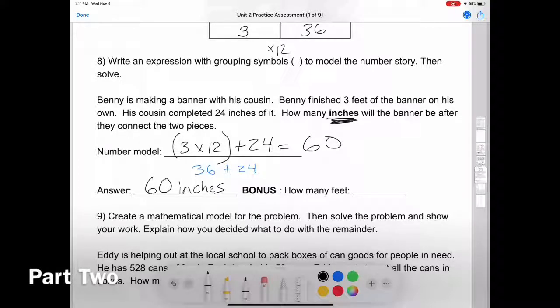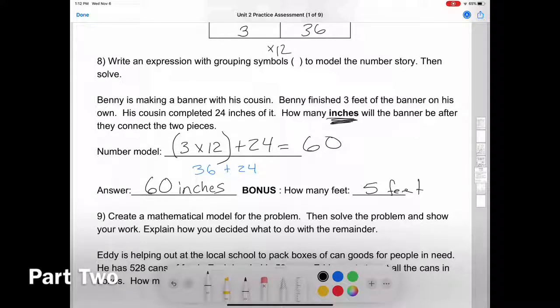So this is a bonus. Bonus is extra points. How many feet is 60 inches? So if I was going to put this in the chart, 60 inches would be how many feet? Look at all these people that probably got their bonus right. What do you think, Jada? 5 what? 5 feet. Who got the bonus right? Nice.